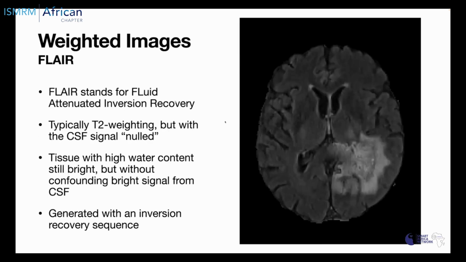Finally, the last one I wanted to talk about was a bit of a special case, but you see it very often, especially in neuroimaging, is a FLAIR image. FLAIR stands for Fluid Attenuated Inversion Recovery, and typically it's T2 weighted. But the difference between a FLAIR image and a T2 weighted image is that the CSF signal, the fluid signal, is actually null, right? Or attenuated in this case, as you can tell in the name. And so the advantage of this, though, is that the tissues with high bound water content are still bright, but now you don't have confounding signal from free fluid like CSF near ventricles and near brain boundaries.